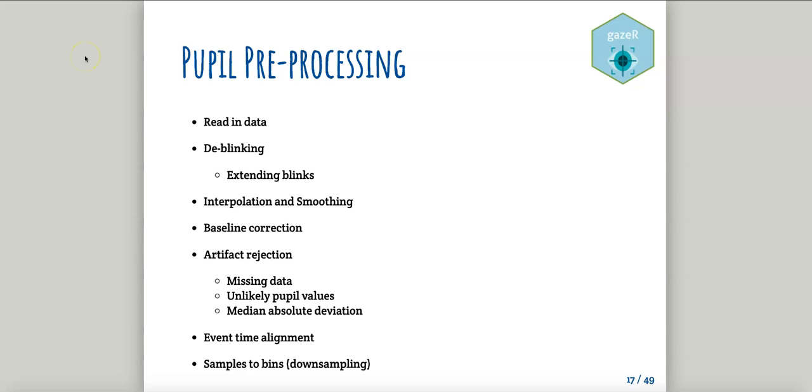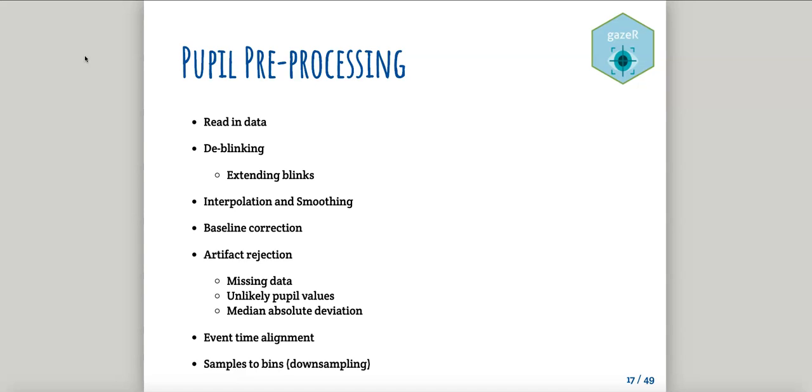To pre-process your pupil data, you will need to carry out a number of steps. You will need to read in your data. Typically, you have data from multiple subjects that you need to combine. You will need to deblink your data, and this includes extending the blinks. You will need to interpolate and smooth your data. Pupil data can be very messy. You will need to baseline correct your data. You'll need to reject artifacts, and this includes rejecting too much missing data, unlikely pupil values, and also very rapid changes in the speed of the pupil from sample to sample.